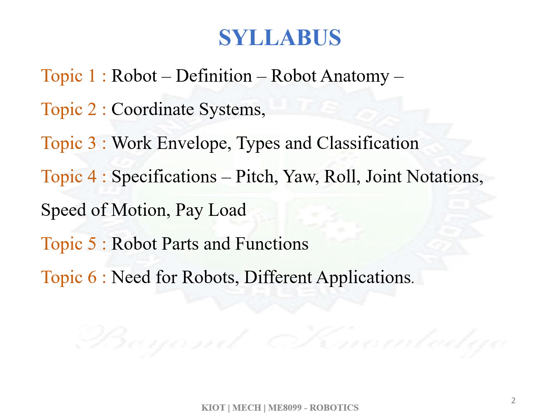So topic 1 is robot and its definition and robot anatomy. We are going to look at this. And topic 2 is coordinate system. And topic 3 is work envelope, its types and classification. Fourth one is specifications, which specifications we are going to look into in a robot, and these are some of the specifications mentioned in the syllabus, and we will go into detail about other specifications also. And in topic 5, robot parts and how they function, and topic 6 is need for robots and its different applications.